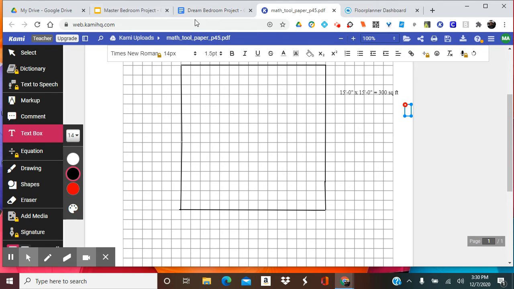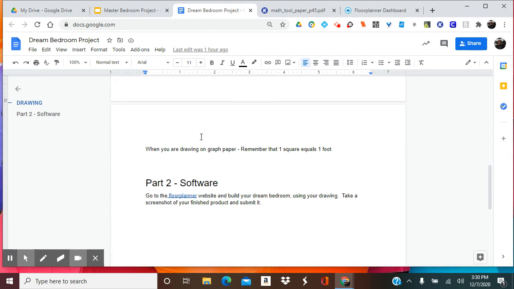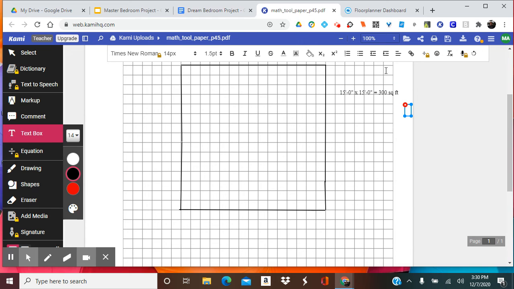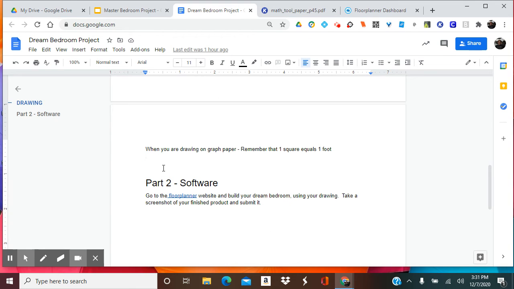Okay, so once you have that done, you can do two things. You can either share this with me, so take a share and then add that to your Google Classroom, or you can take a screenshot of it. You can put it here so that I see the screenshot here. That's fine too. Either way is sufficient, as long as I can see your work.